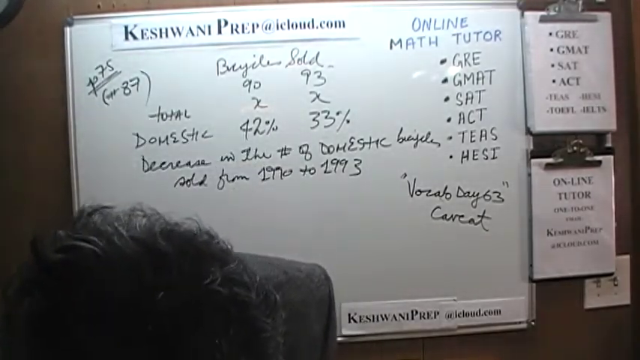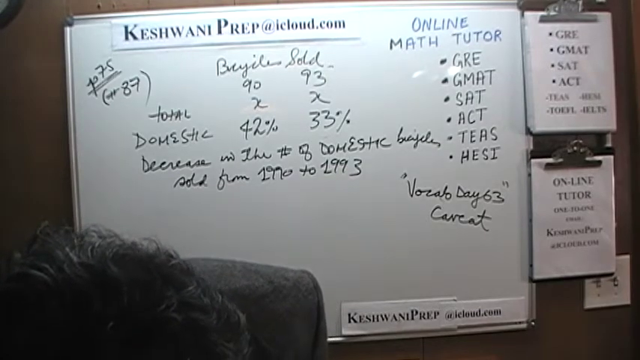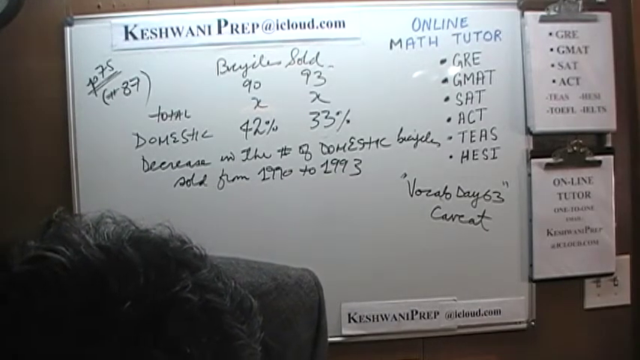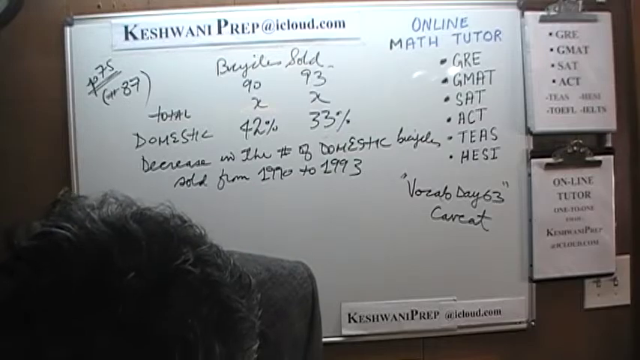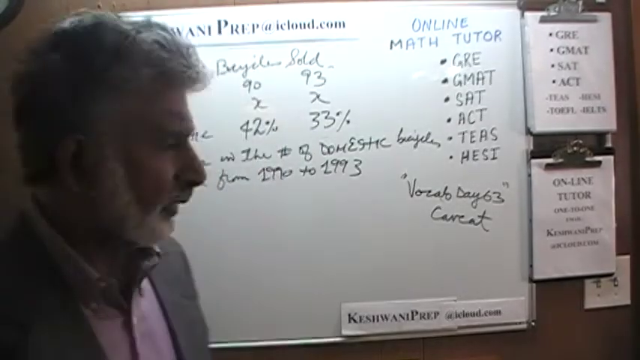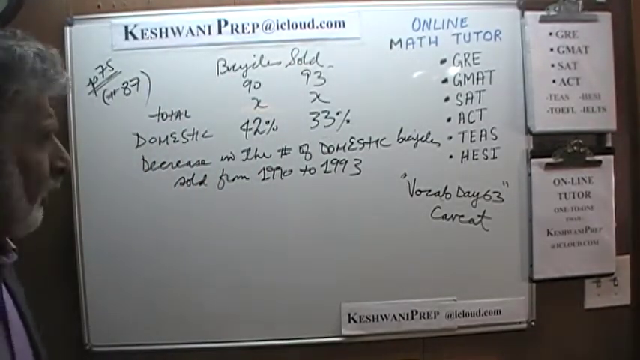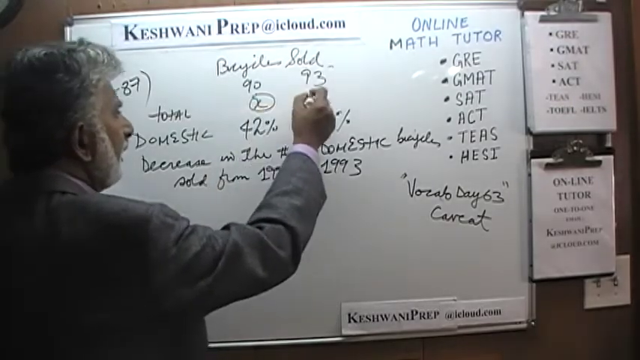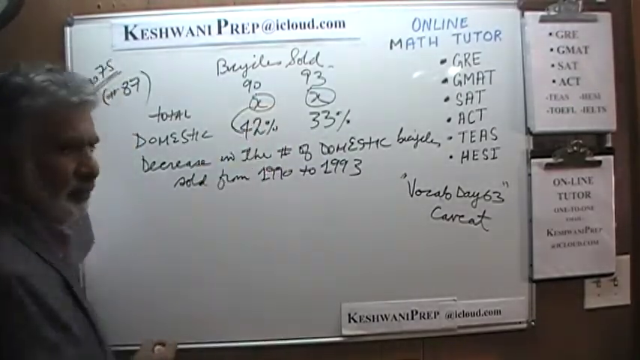87. Which of the following represents the decrease in annual number of bicycles produced and sold in the... Well, it doesn't say that. Anyway, the reason why it's a straightforward problem is because it's the same number. In both cases, it's the same number.